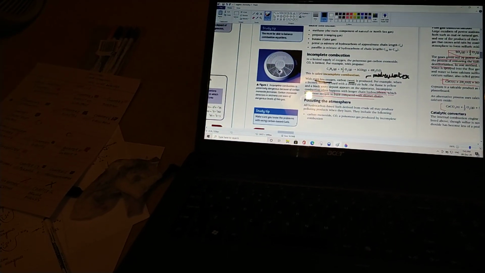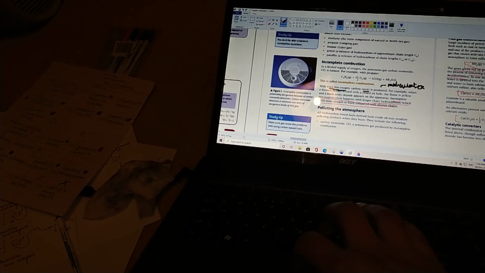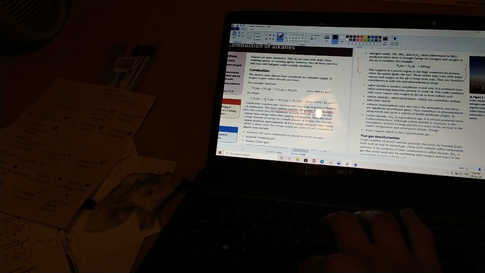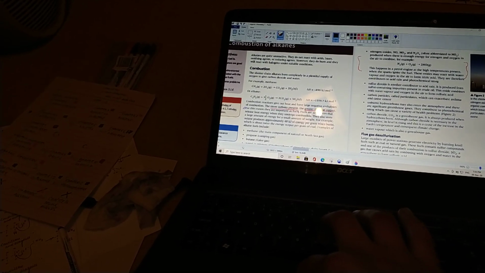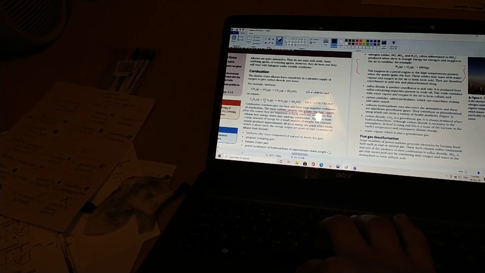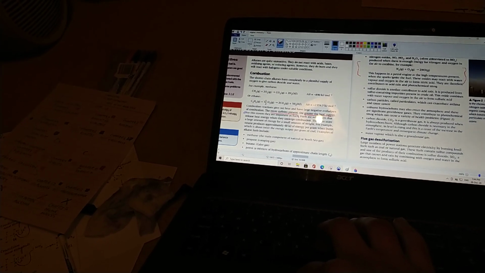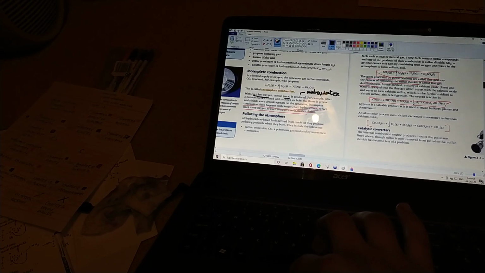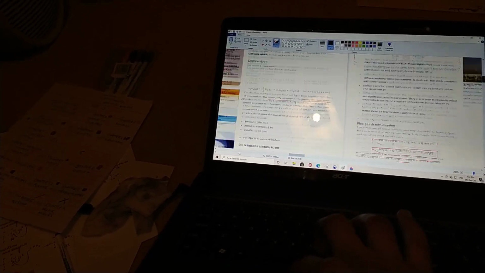Now, this topic is in your January mocks, so please listen to this carefully. Basically, the various pollutants present are carbon monoxide, nitrogen oxides, sulfur dioxide, carbon particles known as particulates, unburnt hydrocarbons, carbon dioxide, and water vapor. Carbon monoxide is a poisonous gas produced by incomplete combustion.